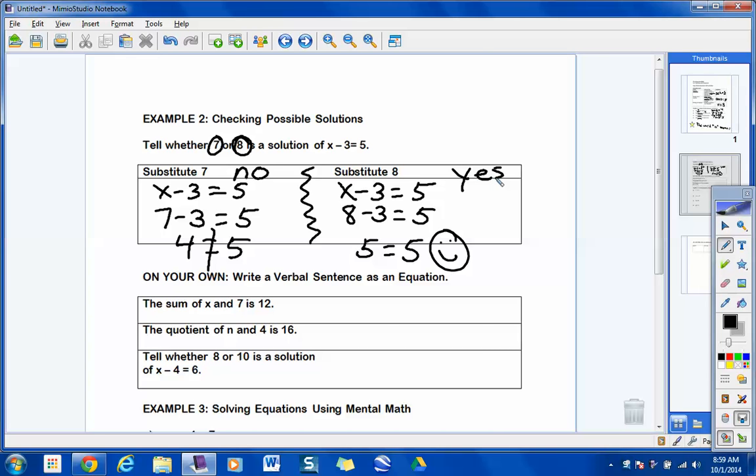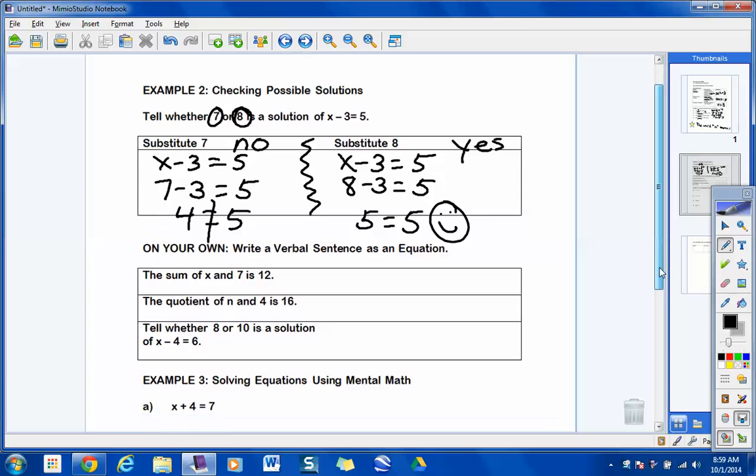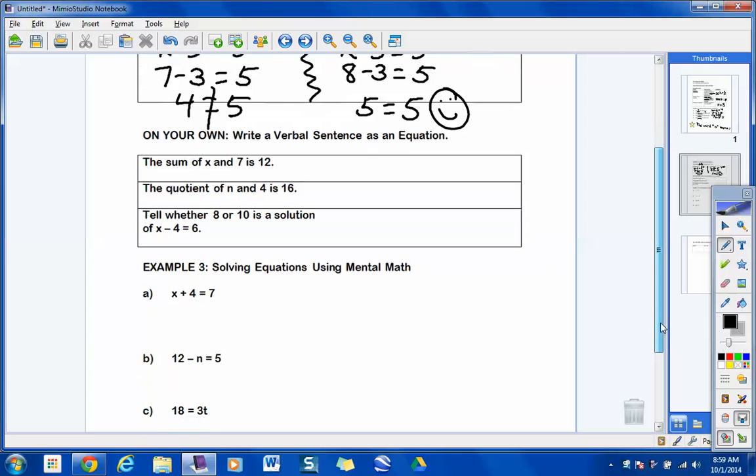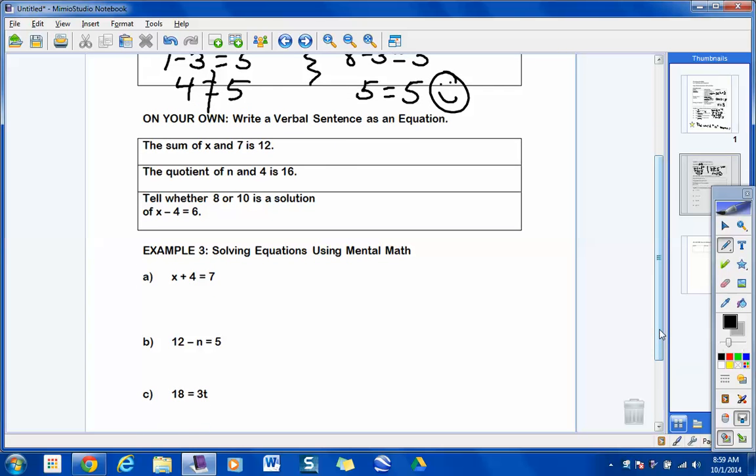Okay. All right, quickly on your own. Try these 3 problems on your own right here. You're going to write some equations from some variable expressions, and then I also want to know if 8 or 10 is the solution to that next one. Okay? Take a minute and do that. Once you've got a solution, again, like I always tell you, check with someone and make sure you agree.